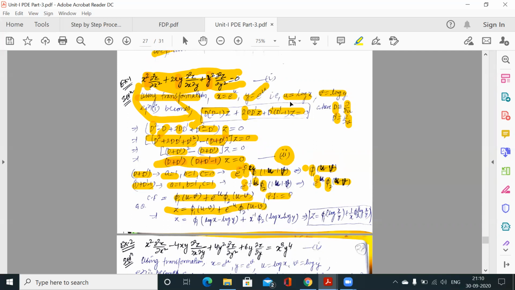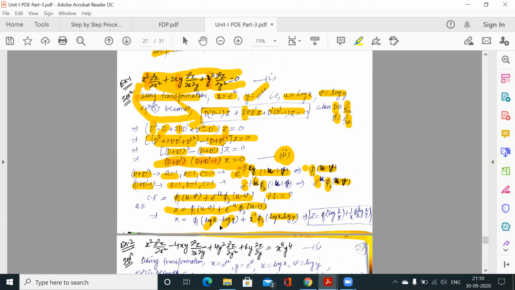So what was u? u was log x. So we write phi 1 of log x minus log y, and for e to the power u, actually it is e to the power plus u, and e to the power u was x. So this is x, and phi 2 again of u minus v, meaning log x minus log y.